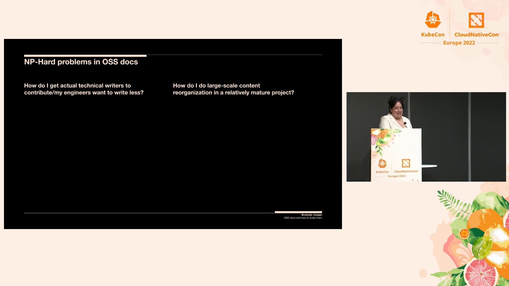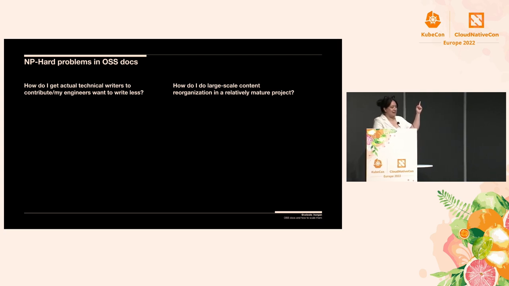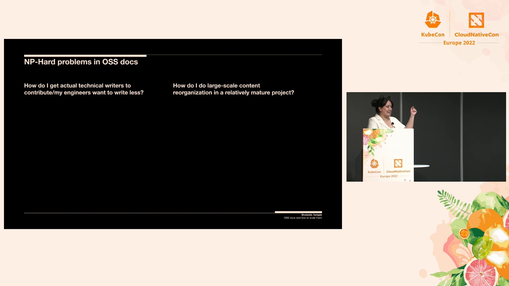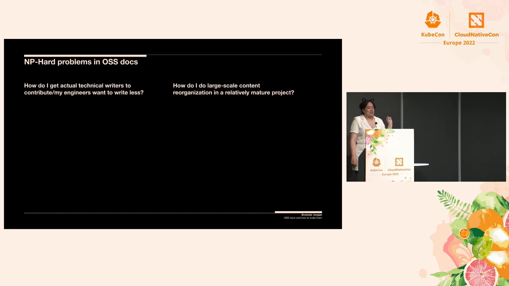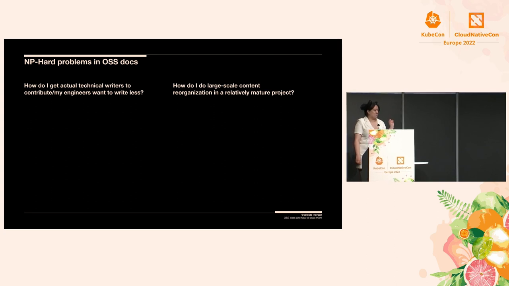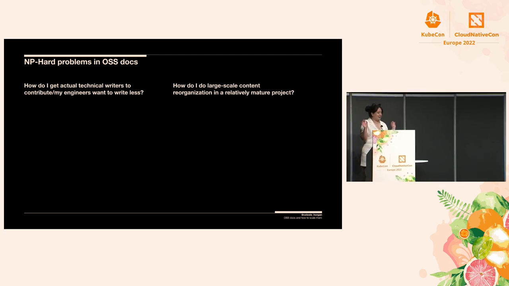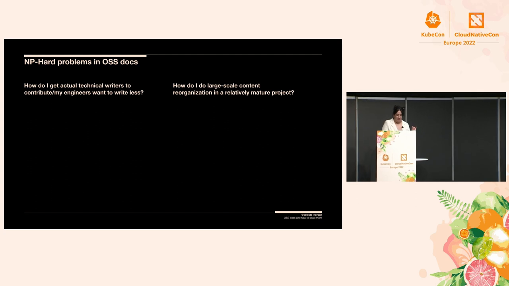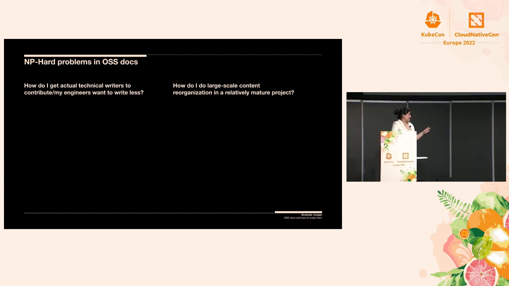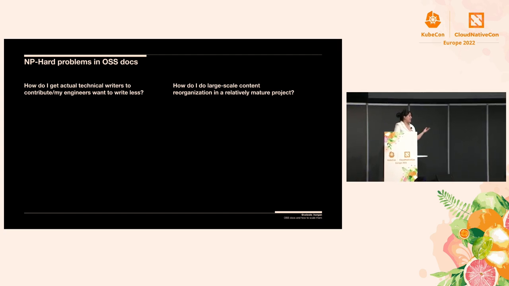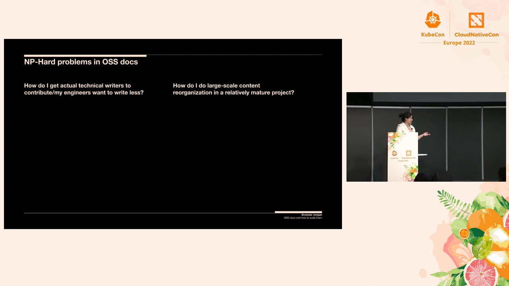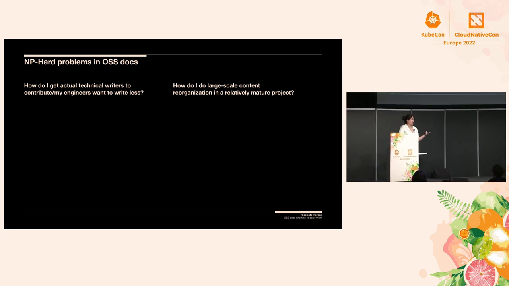The two that come to mind: one, how do I get actual technical writers contributing, and my engineers want to write less, how do I make that happen? Two, how do I do large scale content reorganization in a relatively mature project? This is a Kubernetes problem for sure, the second one. These are my opinions. They are not founded by fact, and I don't have all the answers, but I would like to open the conversation for you.